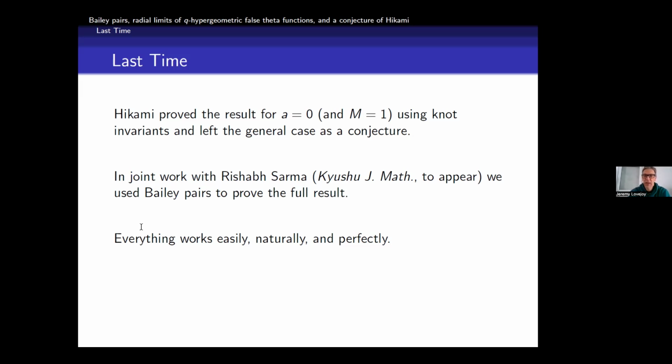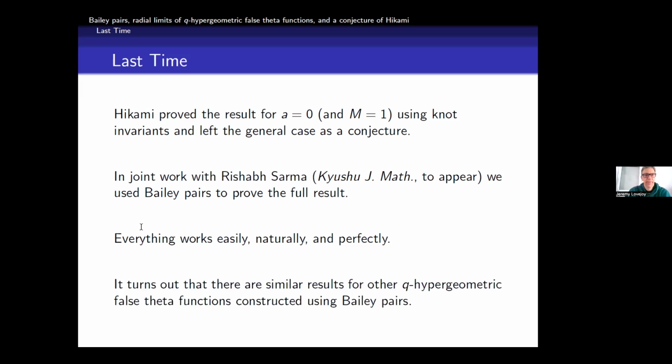Basically, the first thing you try is to construct the truncated series using Bailey pairs up to roots of unity. You can, using standard Bailey pairs and standard Bailey pair methods, and what you get is exactly what you want. But it turns out there are other similar results for other q-hypergeometric false theta functions constructed using Bailey pairs, and that's what I want to talk about in the second half of the talk.